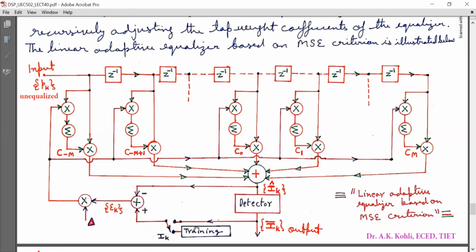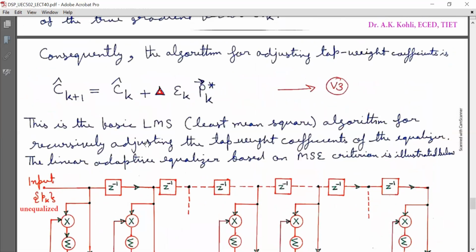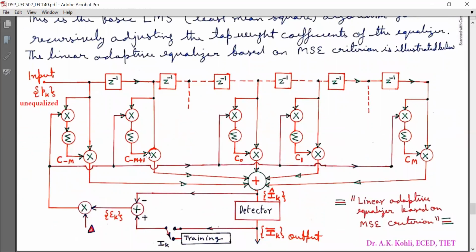Now, in the decision directed mode, this switch will move here, and now e bar k will be equal to I bar k minus I cap k, which is multiplied by delta and fed for weight updation using equation V3. So this is the linear adaptive equalizer based on MSE criterion. It will work in two modes: training mode, and the other is decision directed mode or adaptive mode. In the training mode, we will use known symbols I_k, and in the decision directed mode, we will use the output of the detector to update these tap coefficients.